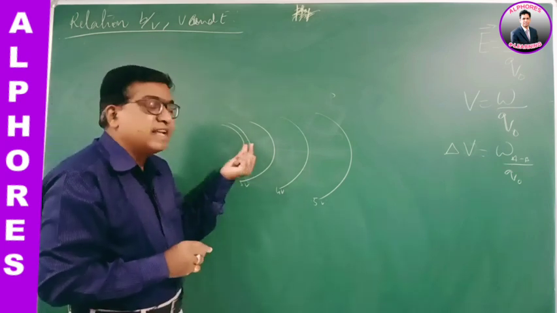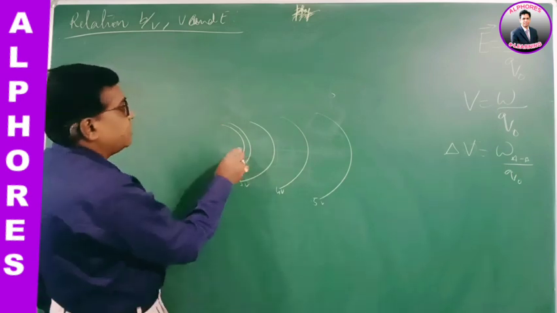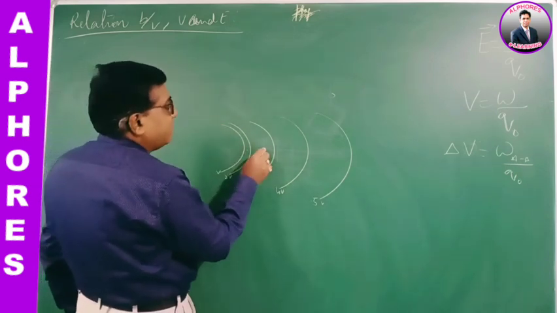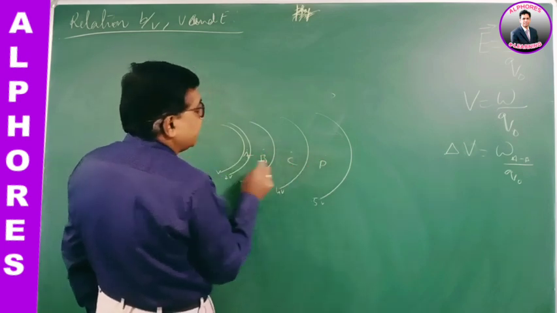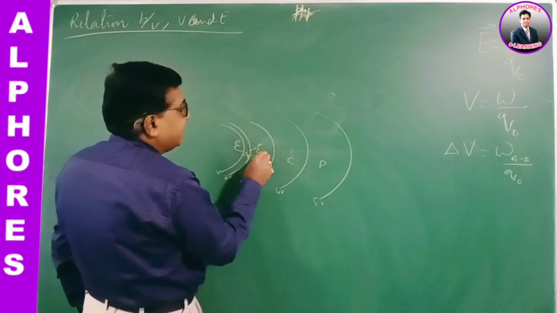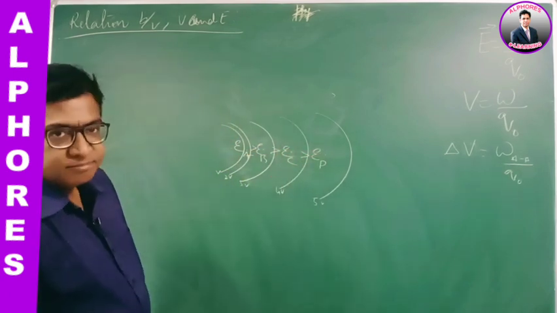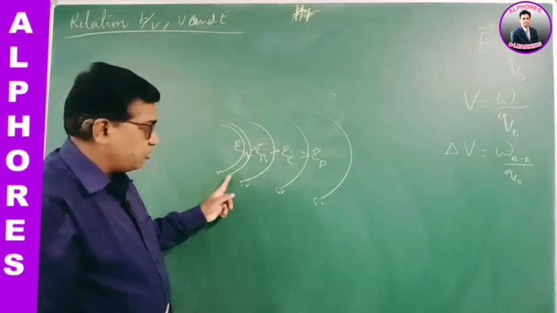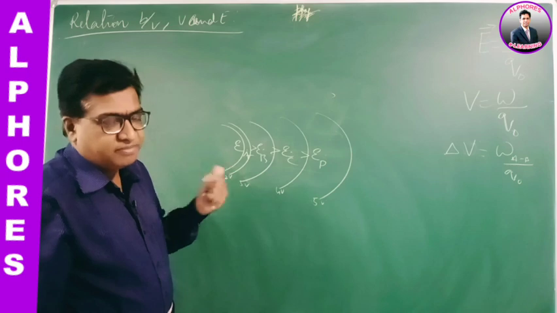This small distance corresponds to stronger field. Right here the field is more. Right here the field is a bit less, still less, still less. Suppose I take these points as A, B, C, D: E_A > E_B > E_C > E_D. The potential difference between these two is the same. Potential difference is V, distance is less, field is more, stronger field.